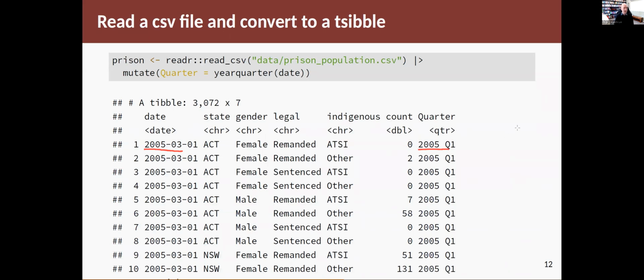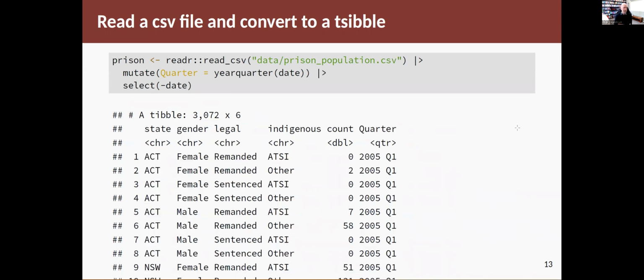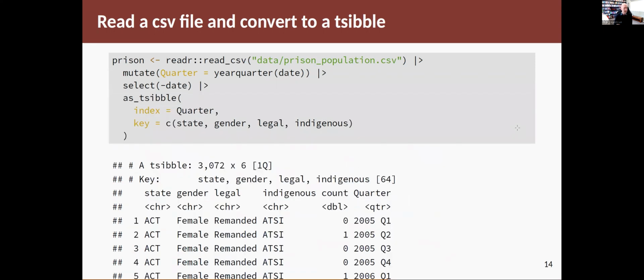Still a tibble. I haven't yet turned it into a tsibble object. I no longer need the date variable because I've got the quarter variable. So I get rid of the date variable by selecting minus date. And then lastly, I can turn it into a tsibble by saying which variable is the index, which is the quarter, and which variables are keys: state, gender, legal, and indigenous status. So the keys give me 64 different series in this data set. The only measured variable is the count variable there. And that's it. So that's how you create it.